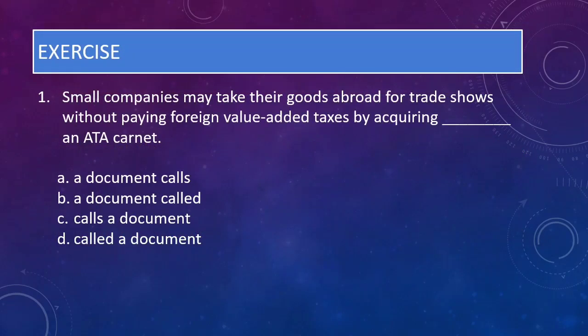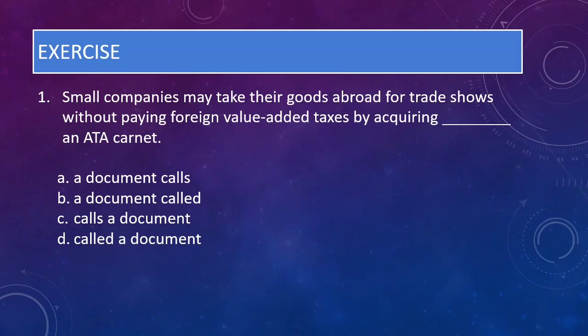Let's have the exercise. Small companies may take their goods abroad for trade shows without paying foreign value-added taxes by acquiring blank, an ATA carnet. To complete this sentence, we need an object from the verb acquiring and followed by a reduced adjective clause.